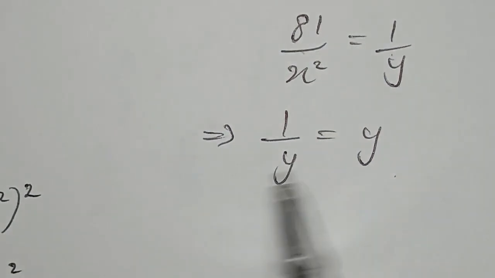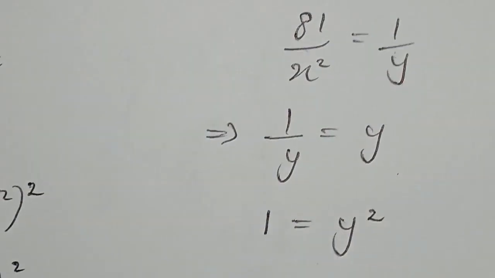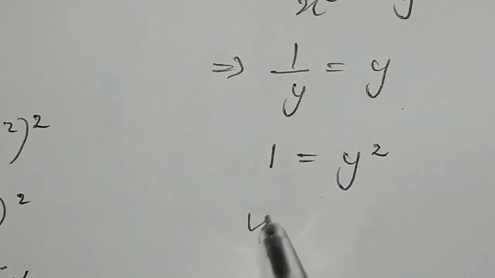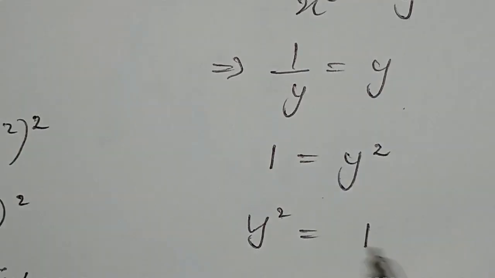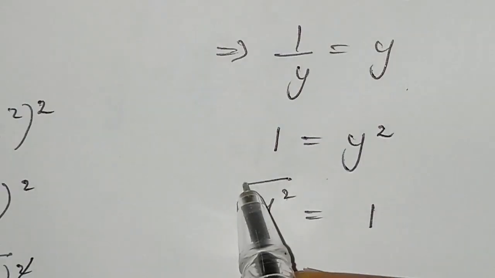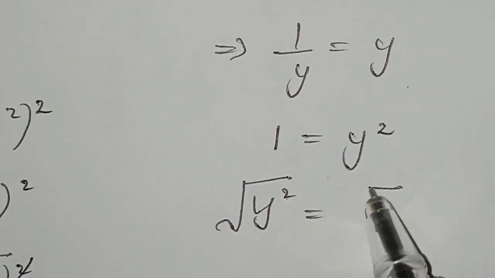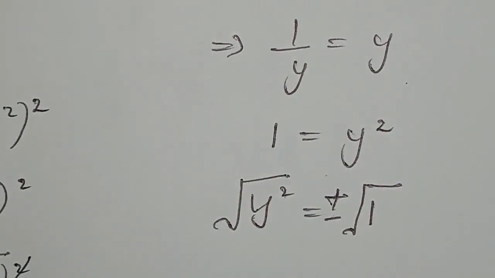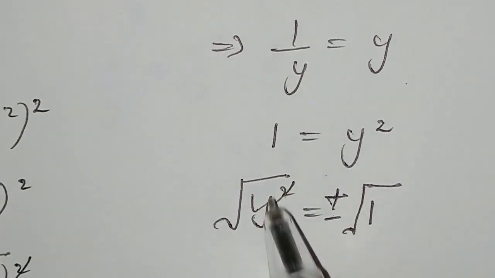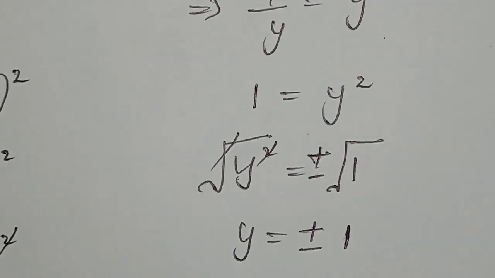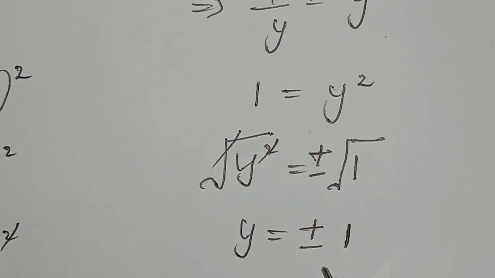So we multiply both sides by y. We have 1 equal to y squared. So this implies that y squared is equal to 1. If we take the square root of both sides, the square root of y squared cancels out, and the square root of 1 will be plus or minus 1. We have y equal to plus or minus 1. We have two values of y here.